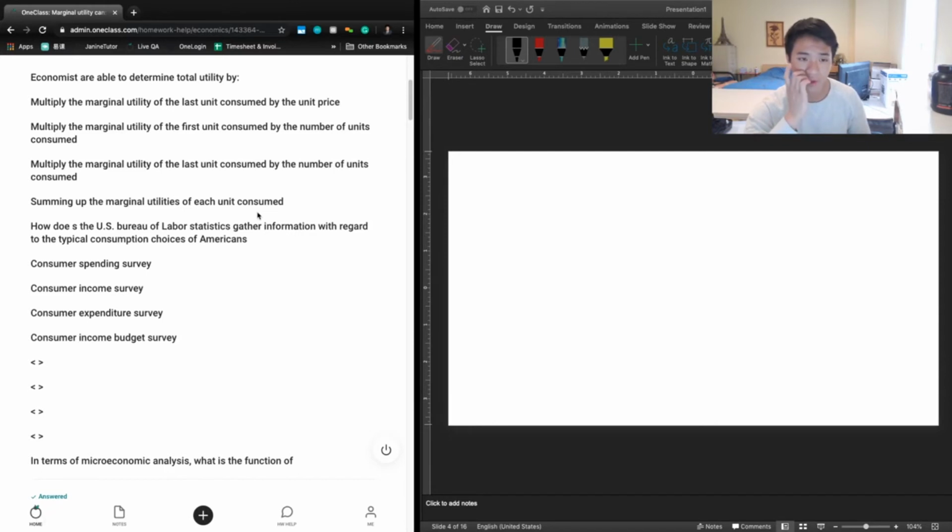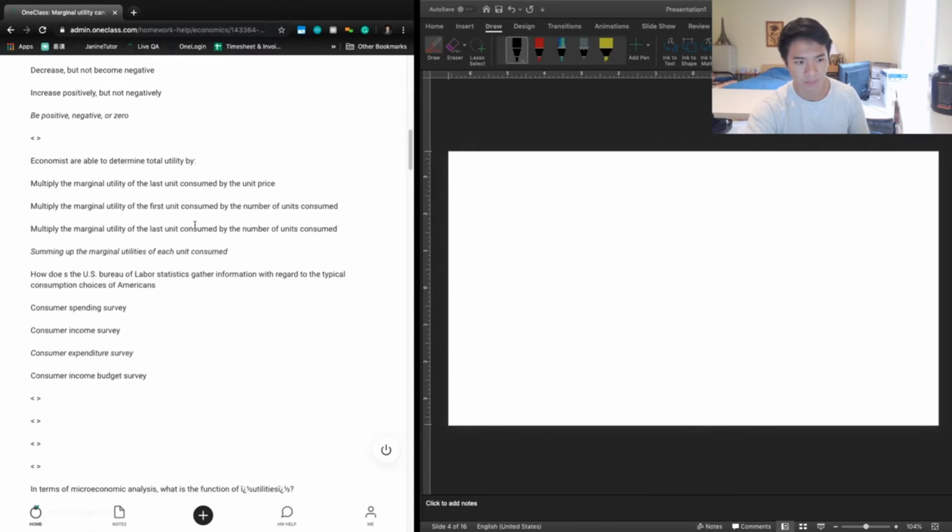So marginal utility fluctuates according to the law of diminishing marginal utility with every single unit that you're consuming. And so we would not be multiplying anything by the number of units because that assumes a consistent marginal utility. What we're really thinking about in terms of total utility is going to be this last option, summing up the marginal utilities of each unit that was consumed. And so we're going to be picking that as the right answer here. So summing up the marginal utilities of each unit consumed is the right answer.